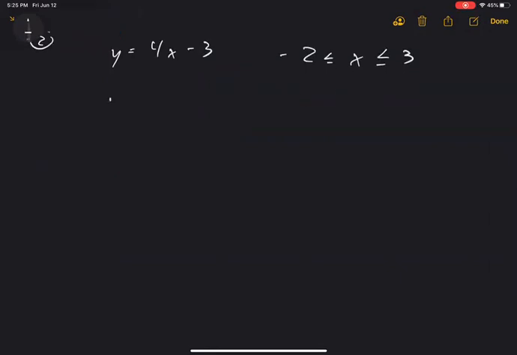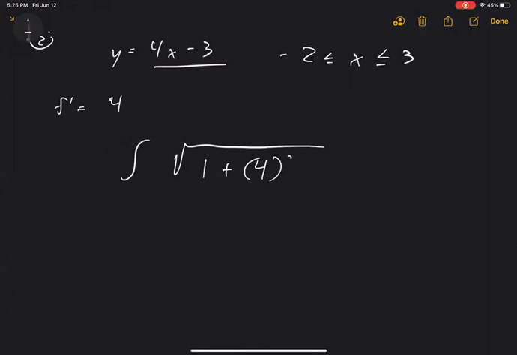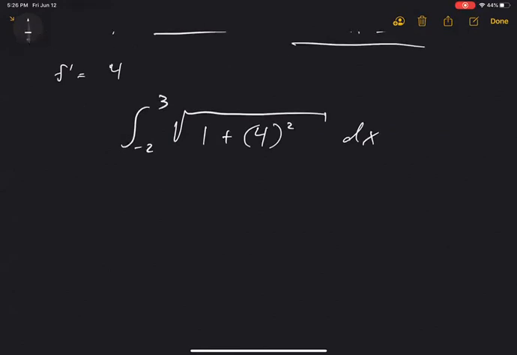Okay, so what do we do? First, I find my f prime, like this is my f, right? So I need to find my f prime, so that'd be 4, just 4. Okay, and then my formula is square root of 1 plus f prime squared. So square root of 1 plus 4 squared dx. And then I integrate that from -2 to 3.